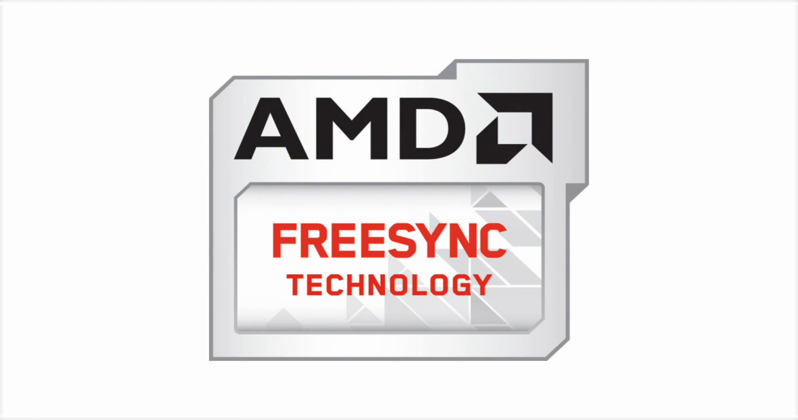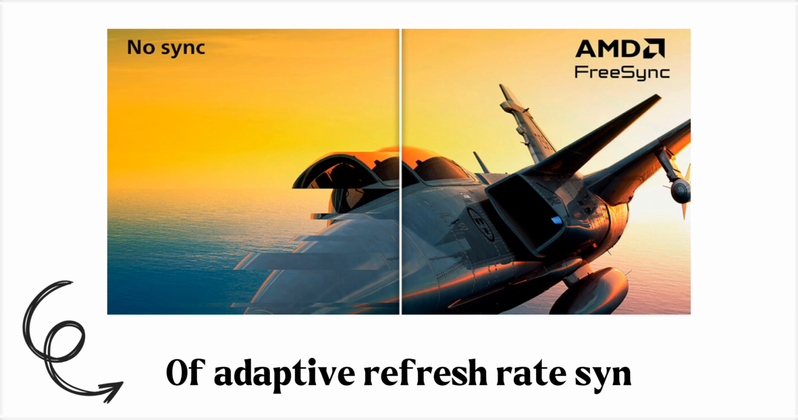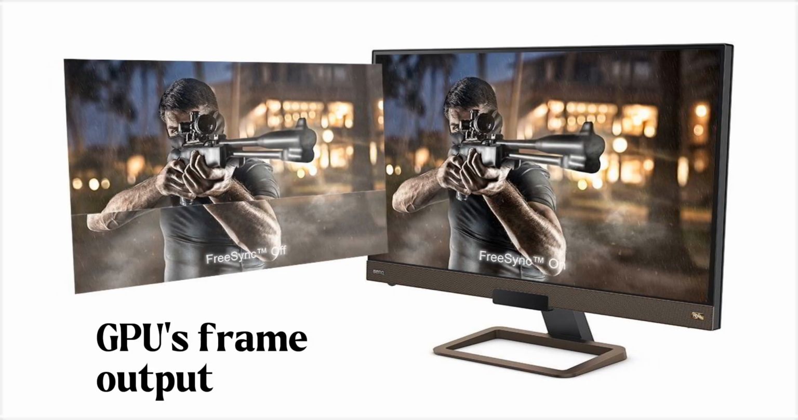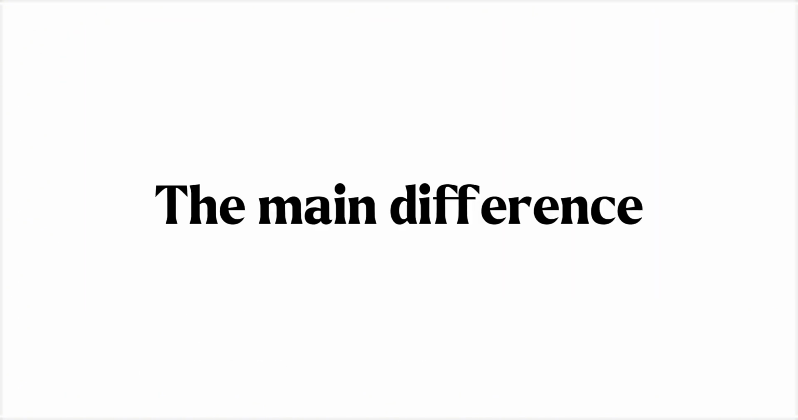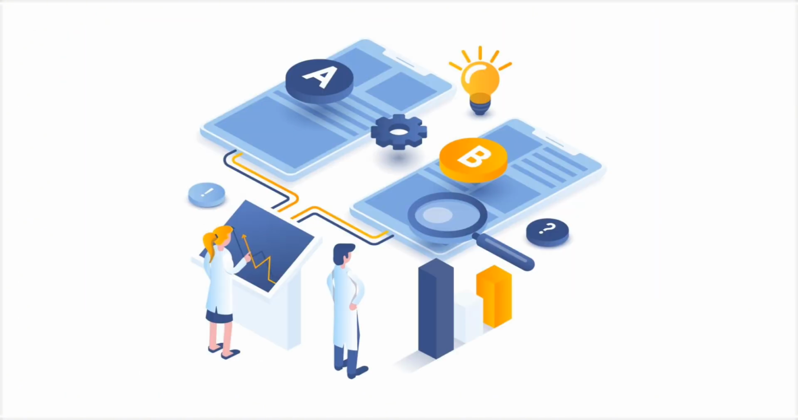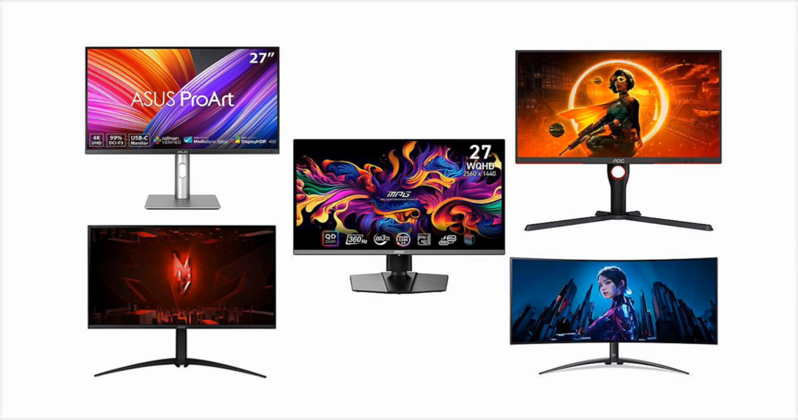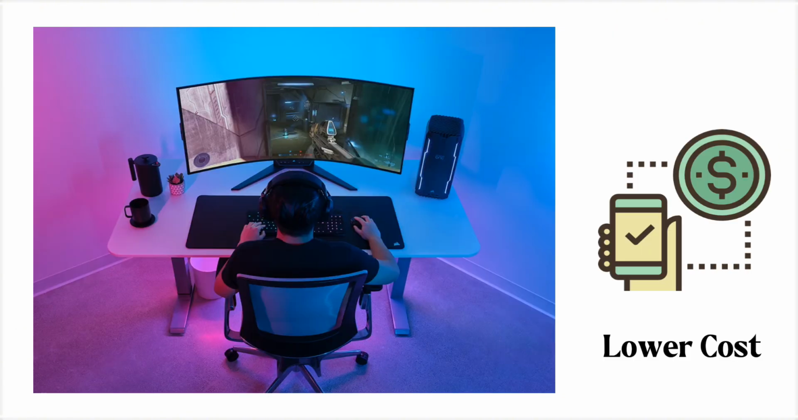FreeSync. FreeSync is AMD's alternative to G-Sync, designed to achieve the same goal of adaptive refresh rate synchronization. It aligns the monitor's refresh rate with the GPU's frame output to eliminate tearing and reduce stutter. The main difference is that FreeSync is based on open standards and does not require expensive hardware modules. It stands out for being widely supported across many monitors. It matters because it allows smoother gameplay at a lower cost.